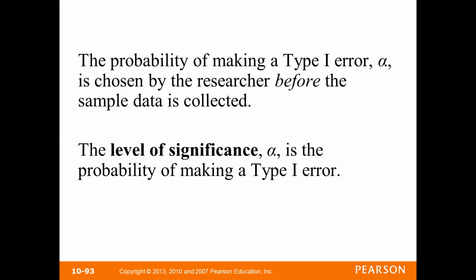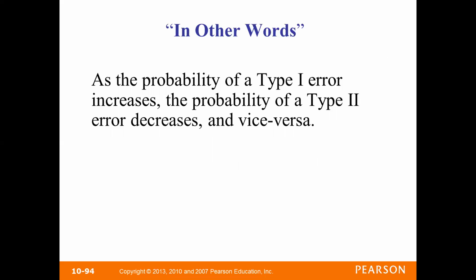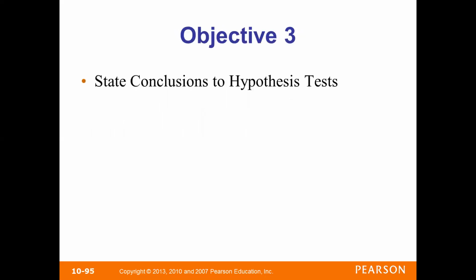Again, type 1 error is something that we choose, the level at which we're comfortable making that type of error. It's usually done before we collect our sample information. It's in most cases going to be 5%, and alpha is called the level of significance. Again, as we saw in our example, as type 1 error increases, type 2 error will decrease, and vice versa.